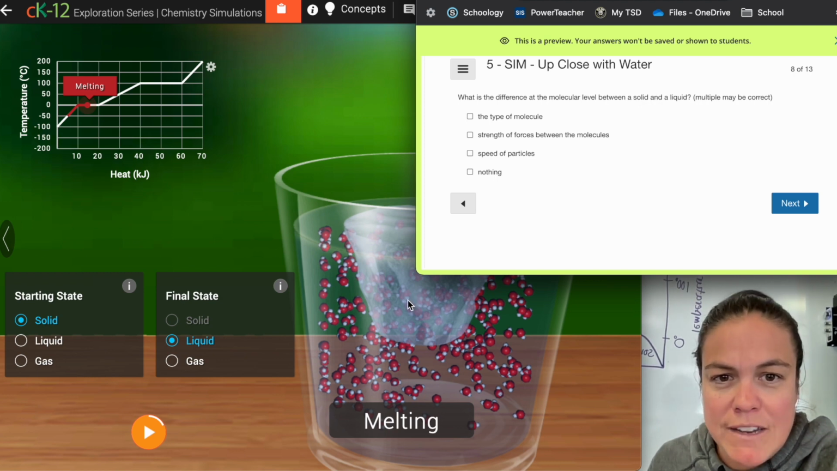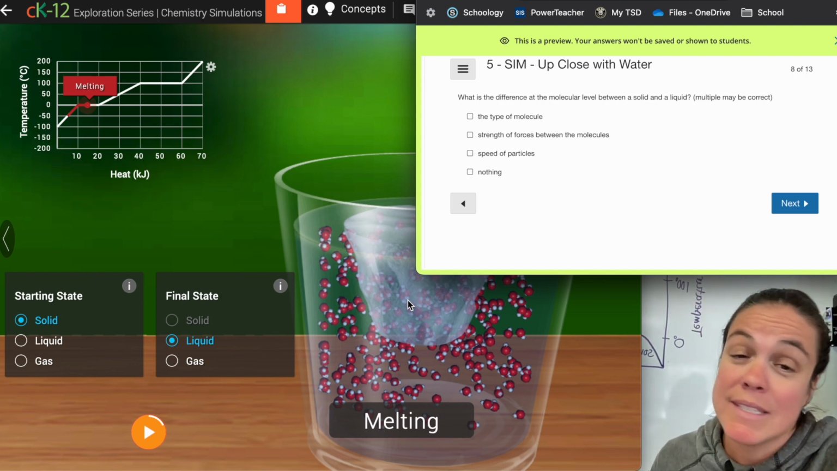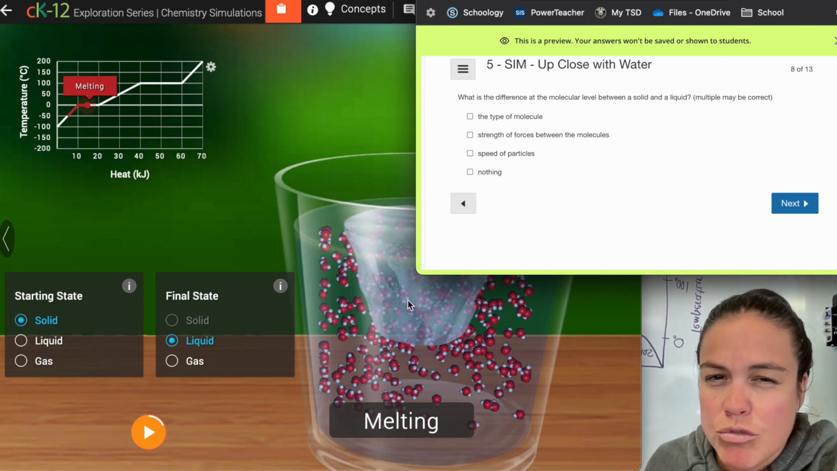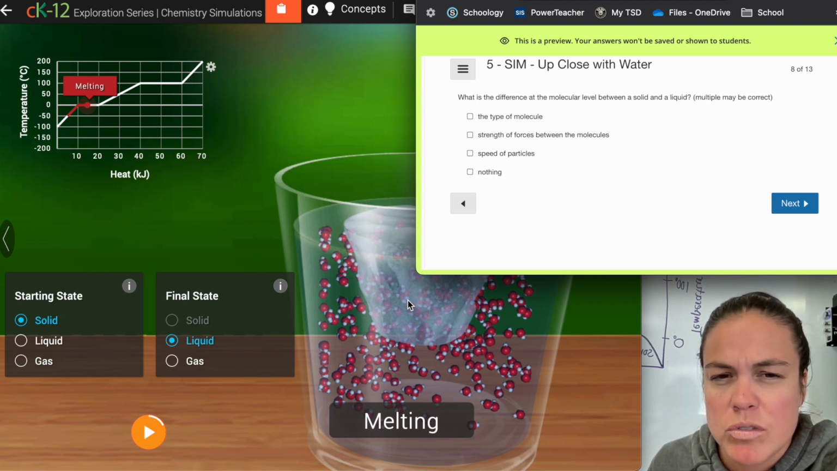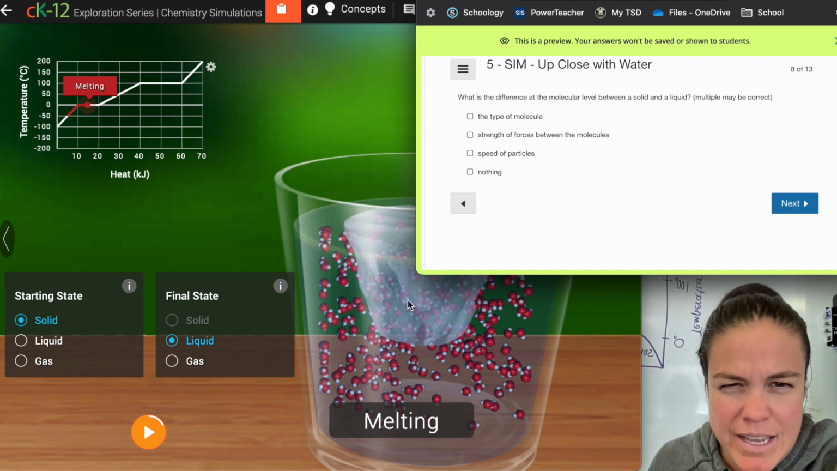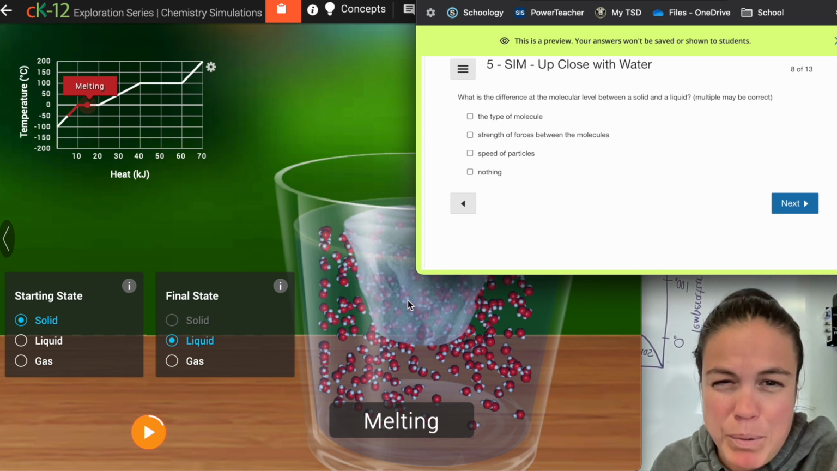What is the difference? Is the molecule the same? Yep, they're both water. Same type of molecule, water molecule. How about the strength of forces between the molecules? I don't know about that yet just by looking at this, but I could make some predictions.